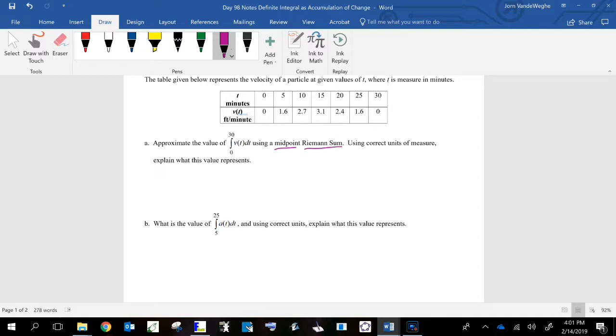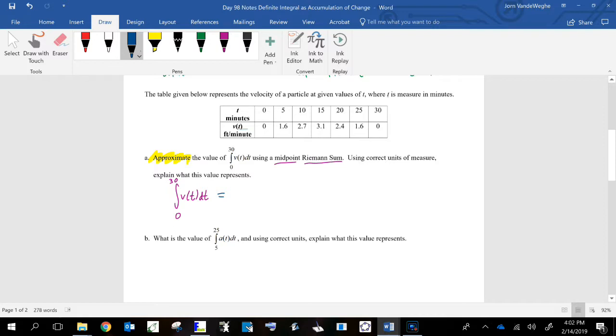Okay, the first thing we're going to do here is explain what we're trying to do, which is find an integral from 0 to 30 of v of t dt. Now we're not going to be able to come up with an exact amount because we have a table. That's why the key word here is approximate. Just like a secant line is an approximation for a derivative, a Riemann sum is an approximation for an integral. It's an approximation for the area under the curve. Now we need to use a midpoint Riemann sum.